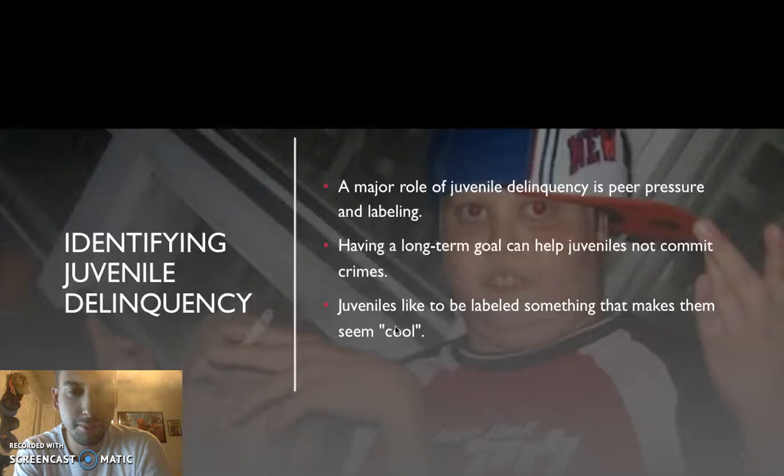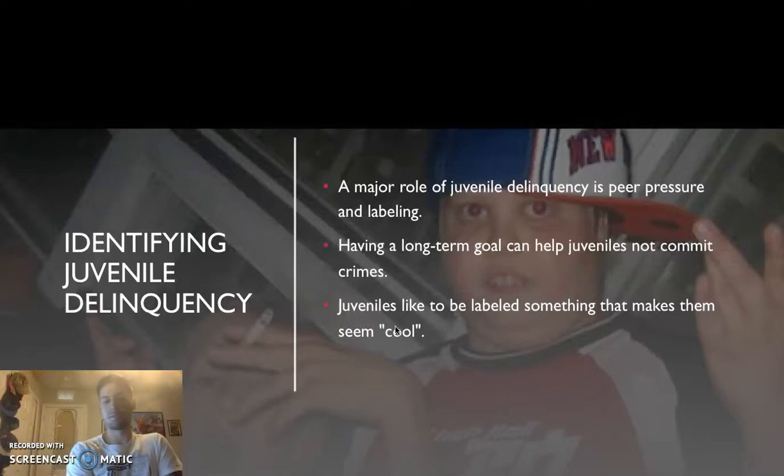Identifying juvenile delinquency. So to identify it, we got to know about peer pressure. Peer pressure is something that can change the best of people. You could be a really good kid and be hanging around the wrong people, and because of that, one day you could get caught and get a juvenile rap sheet, which is like a juvenile criminal history, all because you were hanging out with the wrong people that told you maybe to hold their drugs for them or their weed or something you shouldn't be doing.